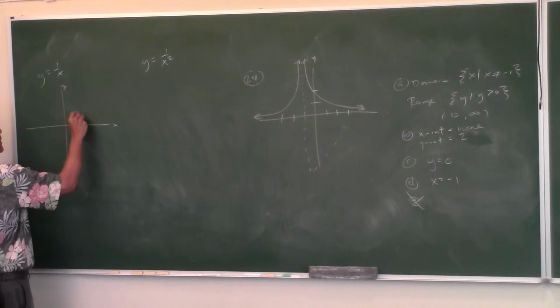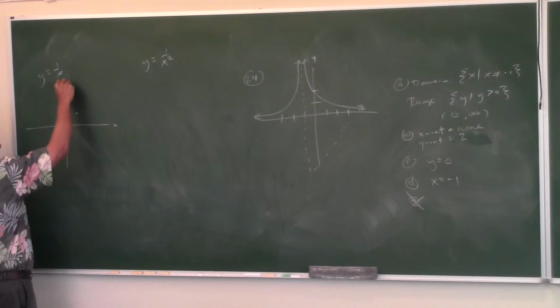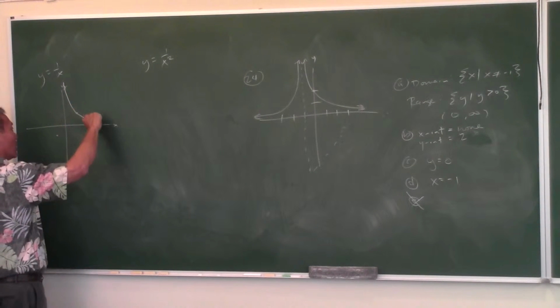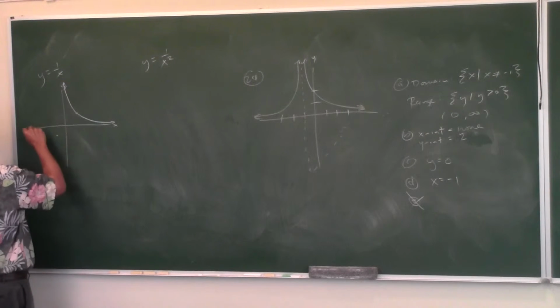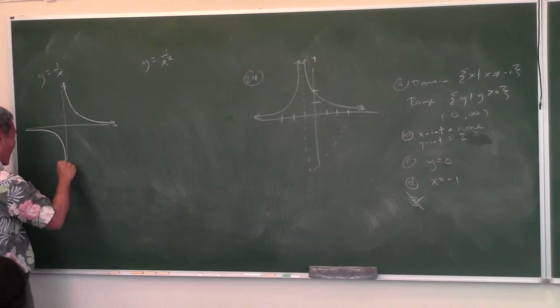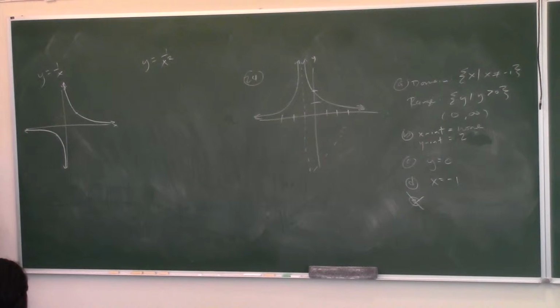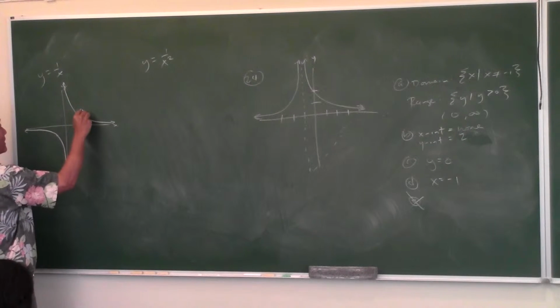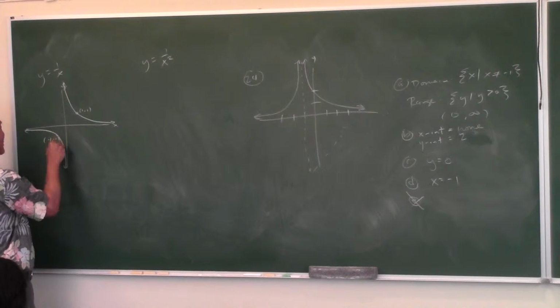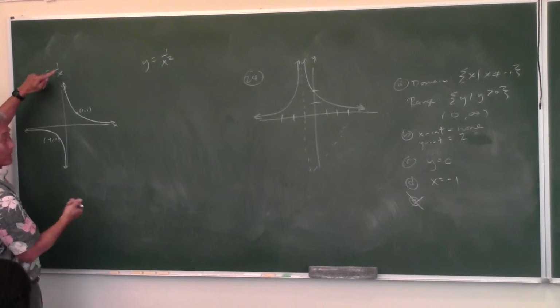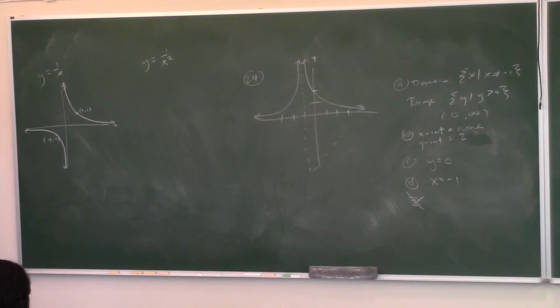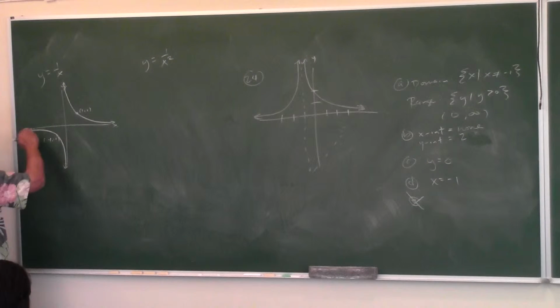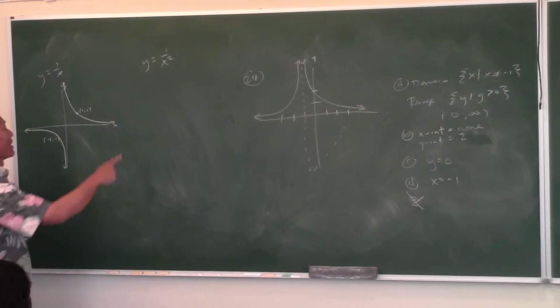Okay, here's the point 1, 1. Here's the point -1, -1. Does that look familiar? So if you were to plot points, you would get something that looked like this. But these are the key points: 1, 1, and -1, -1. If you plug in 1, you get 1. You plug in -1, you get -1, right? So you can see what's the vertical asymptote here. X equals 0. What's the horizontal asymptote? Y equals 0.